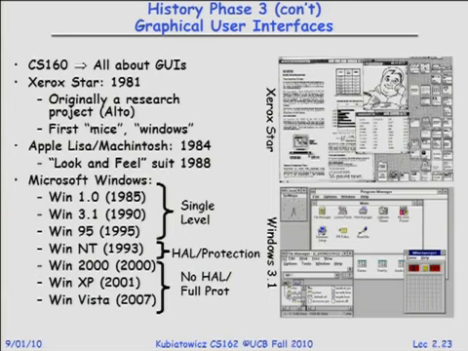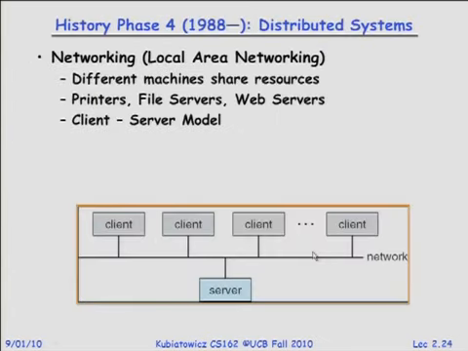Okay, so let's talk about the last two phases here, everybody. Basically, I would say the modern distributed computing age happened in the late 80s. And this is when the concepts of having clients separate from servers across the network really became common. All right, and that's when networking is as important as the compute.